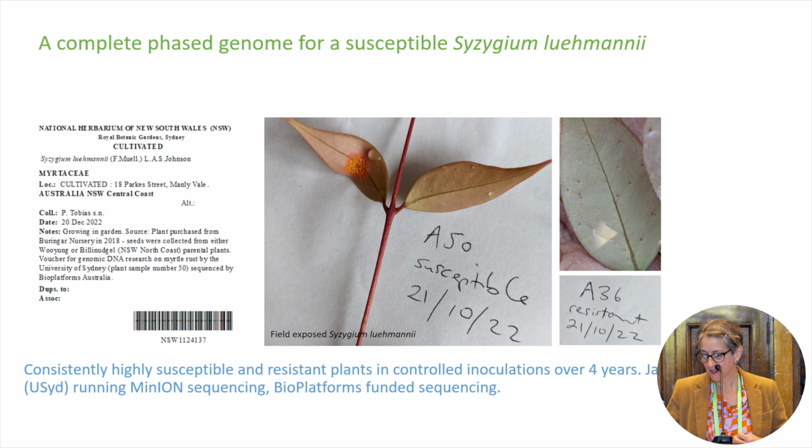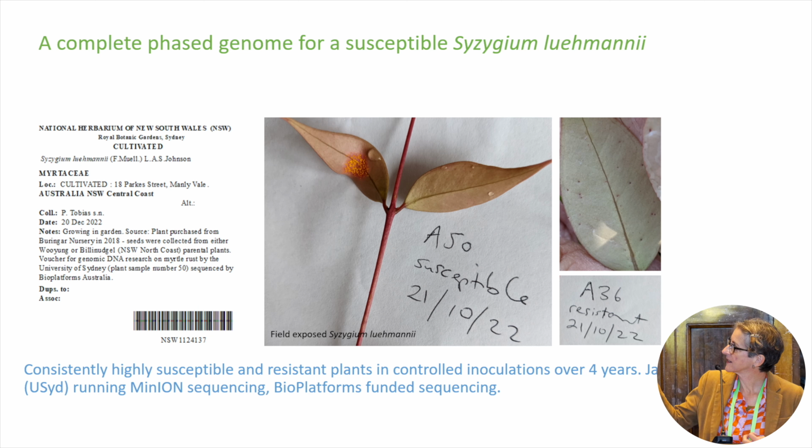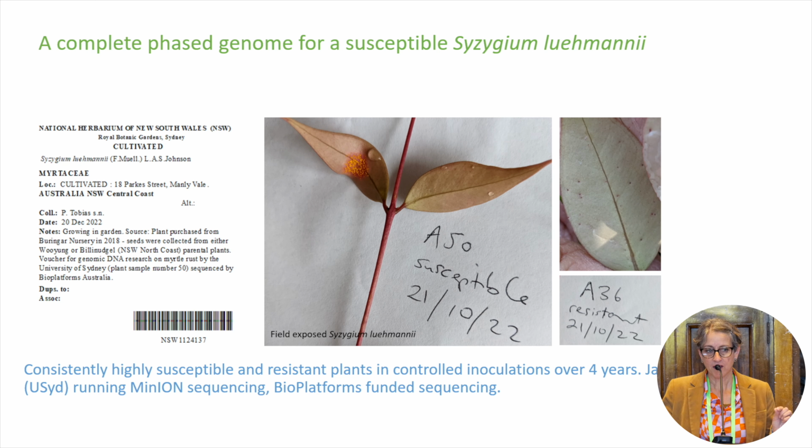Dear to my heart is this little plant, Syzygium luehmannii, because I worked on it for my PhD. I've been screening a group of these plants for the last 4 to 5 years now, and they consistently show either highly susceptible or highly resistant responses. This is a resistant plant, and every time I inoculate it, it gets these little hypersensitive response flecks, indicating zones of dead tissue. Those cells are dying wherever the spore lands and tries to germinate and infect.